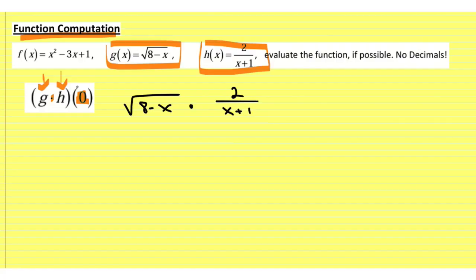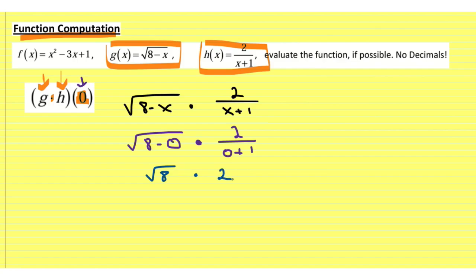Now I'm going to go ahead and put a 0 in for the x value. So it's going to be square root of 8 minus 0 times 2 over 0 plus 1. There's a times sign right there. And I just use my order of operations to keep working it down. So it's going to be 8 minus 0 is just going to be 8. So square root of 8. And then times 2 over 0 plus 1. Well, 0 plus 1 is just 1. And 2 divided by 1 is just 2.